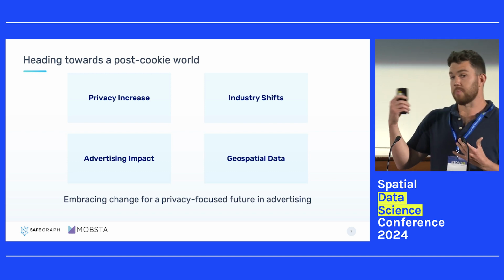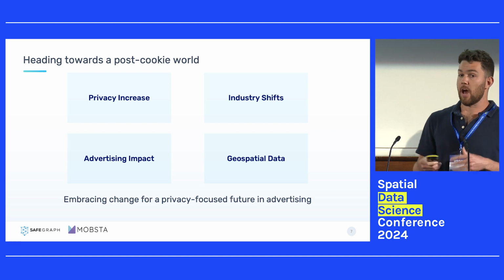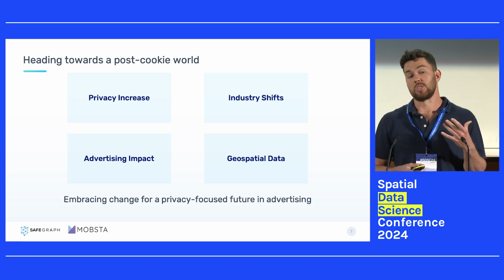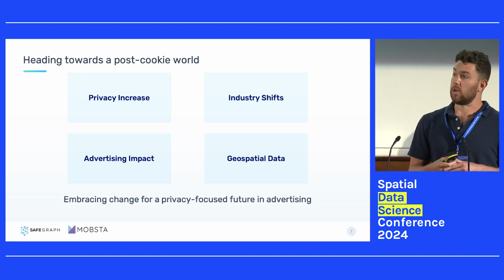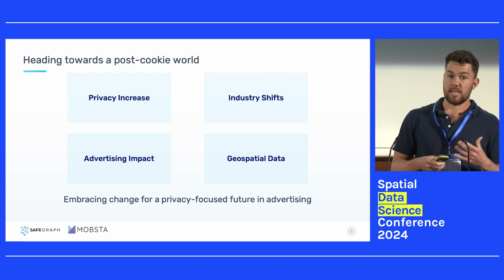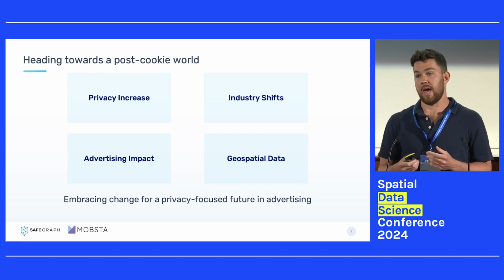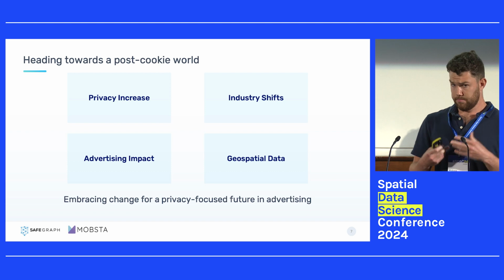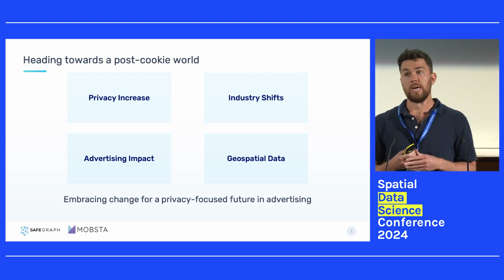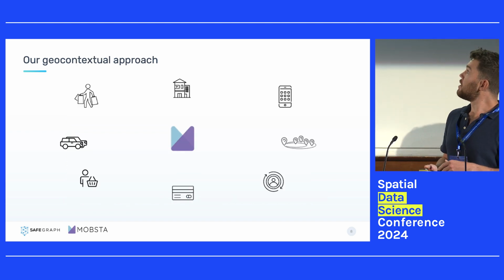And that's exactly where geospatial data sits in, helping us reach consumers based on their geographical context without the need for cookies. And by embracing these new technologies, we can still deliver impactful and engaging advertising, but in a more trustful marketing landscape.